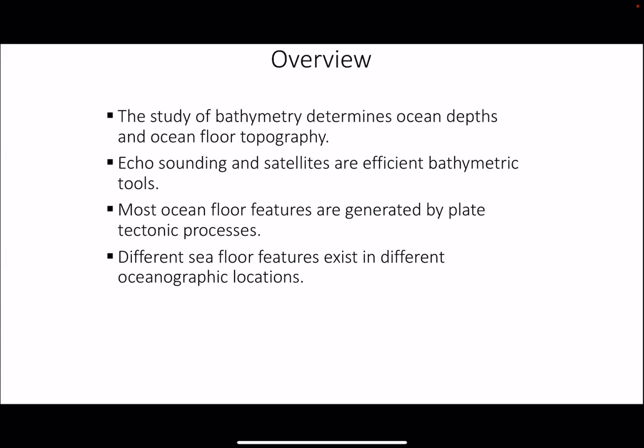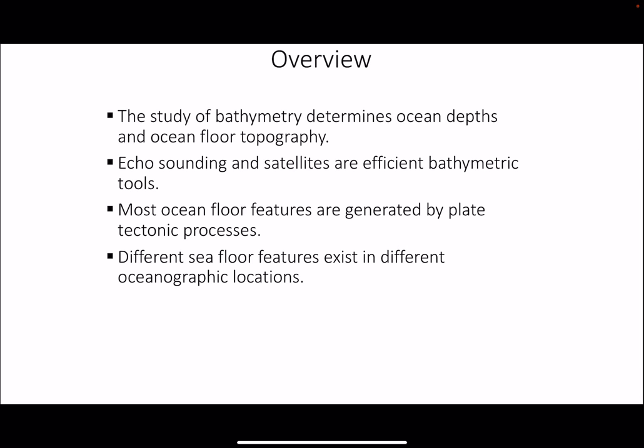So bathymetry, if you've never heard the word before, is the study of the depths of the ocean and what the seafloor looks like. So bathymetry encompasses both. How deep is the ocean and what's down there? Is it flat and just muddy, or is there actually stuff? And that's where the topography component comes in.